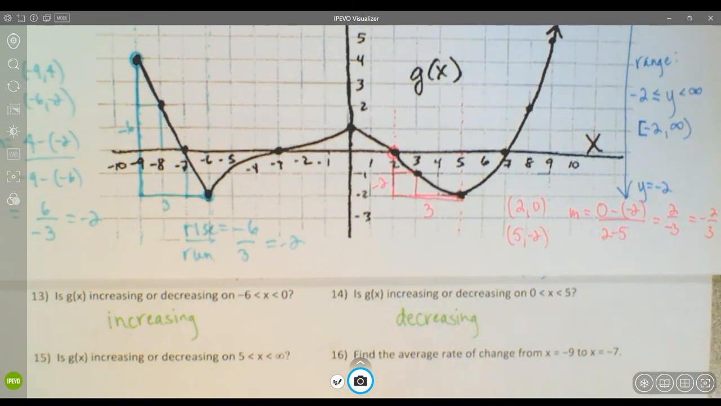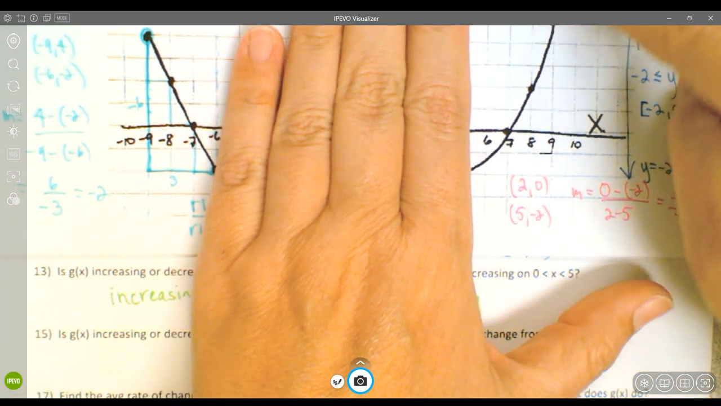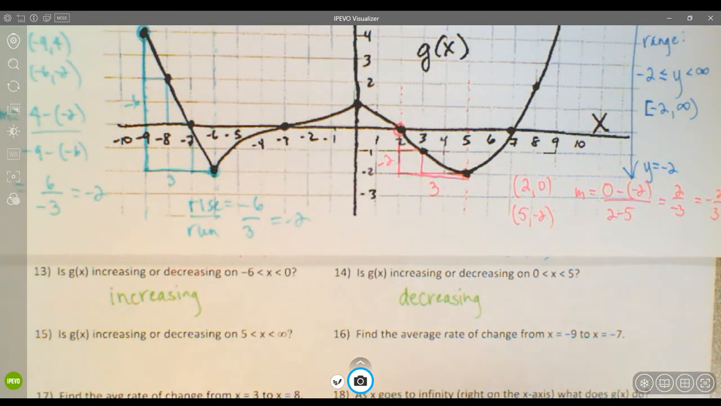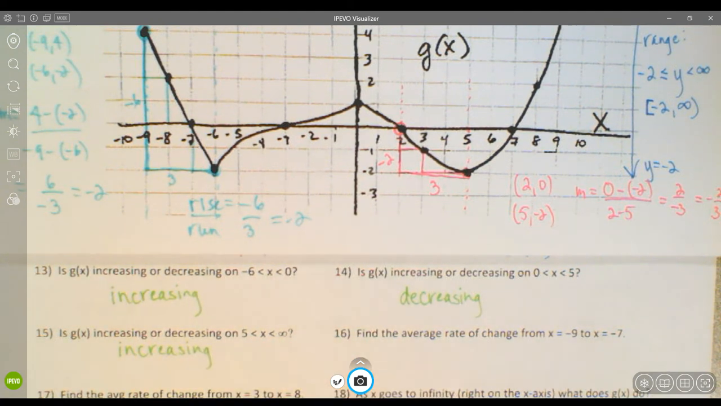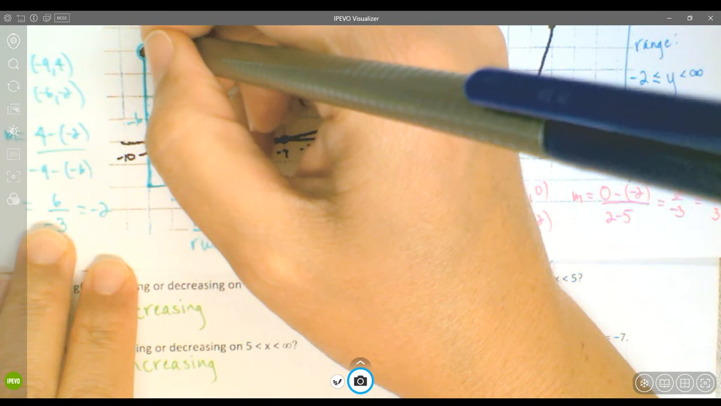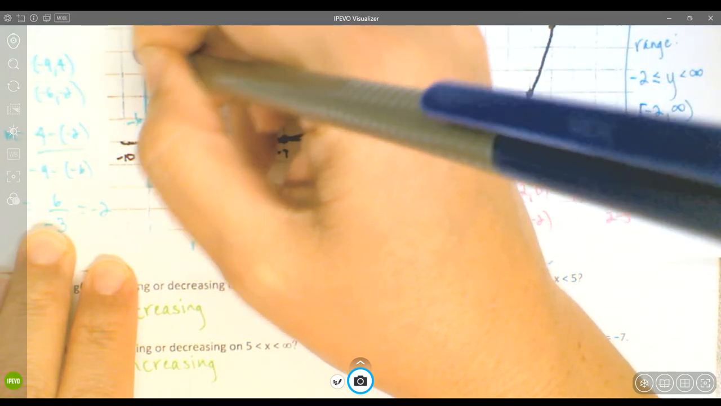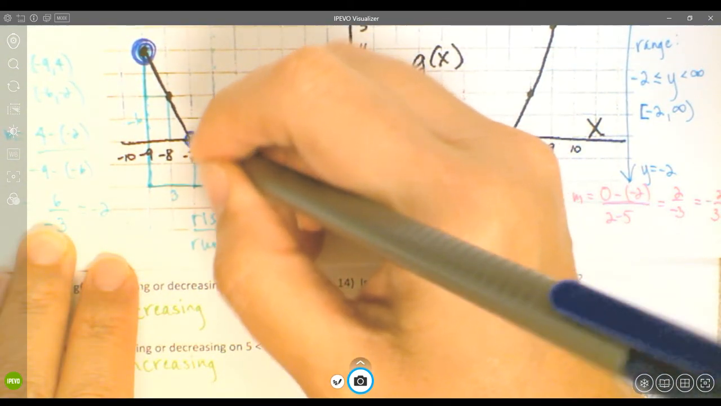Now let's look at the interval from 5 to infinity. So from 5 to infinity, we are increasing. And now no more increasing. Find the average rate of change from x equals negative 9 to x equals 7. So let's look at x equals negative 9, which is this point here. And let's go to x equals negative 7, which is here.